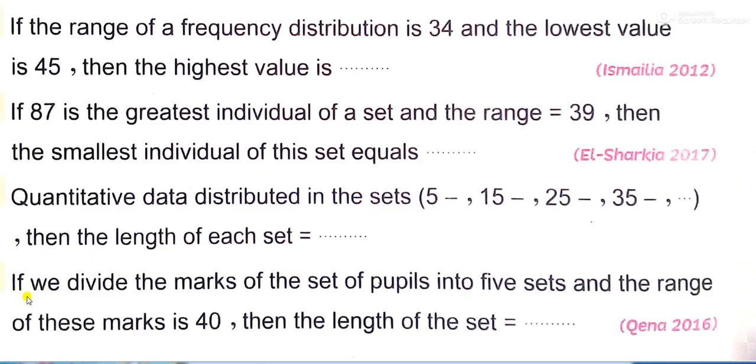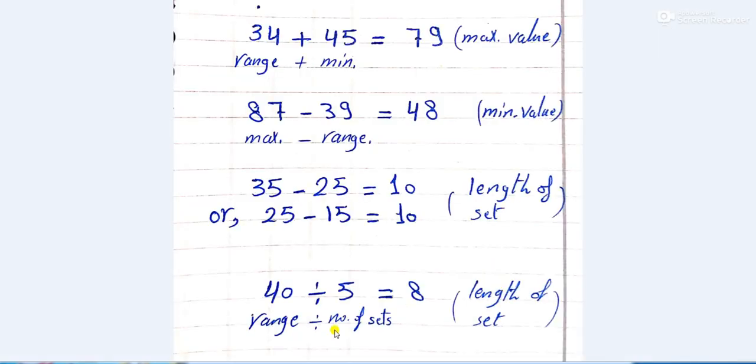If we divide the marks of the pupils into 5 sets, and the range of these marks is 40, we have the range, and the number of sets is 5. So to find the length of a set, we do division: the range divided by the number of sets. 40 divided by 5 equals 8.